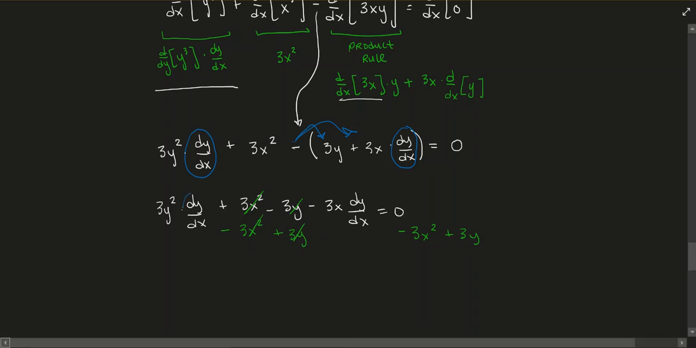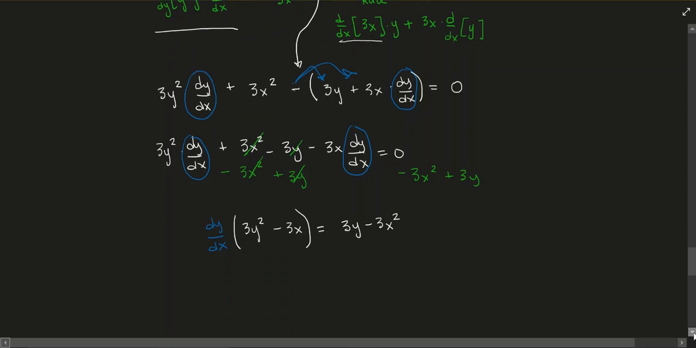So now we can factor out the dy/dx. And then in parentheses, write what's left behind from those terms. So that first term had a 3y squared. This other term had a minus 3x. And that's the only thing left on our left-hand side of the equation. But on our right-hand side, we now have a minus 3x squared and a positive 3y. I'm going to go ahead and write the positive term up front. There we go. So we're almost there.